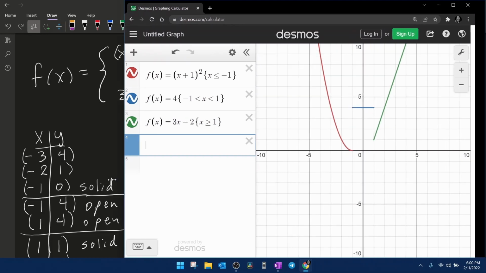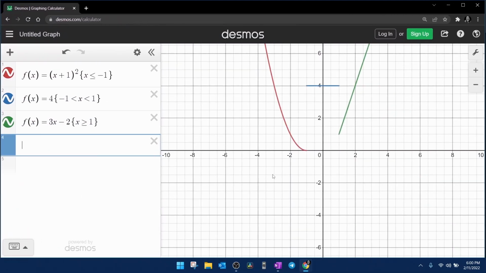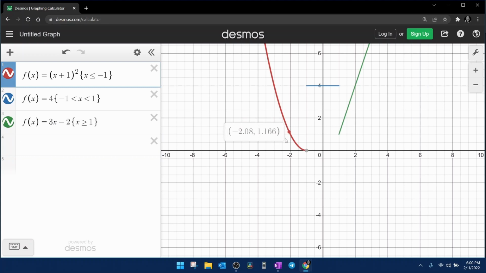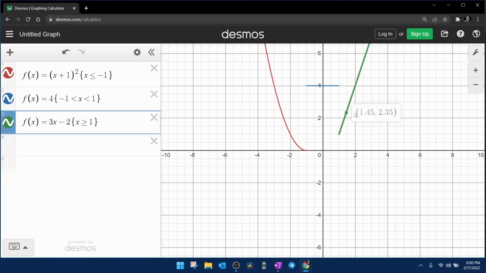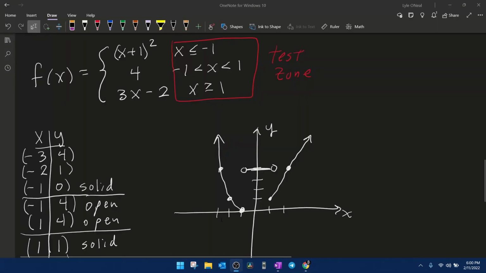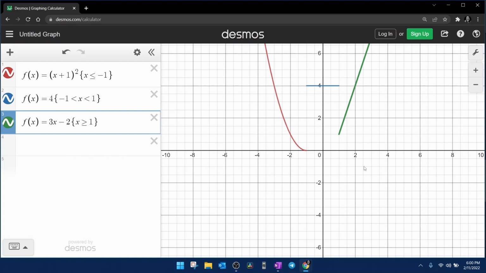So what I'd like to do is let's blow that up a bit. Click and drag. We can see we've got our solid dot. Open circles on either end there. And solid dot up. Notice this graph matches this graph exactly. And that's how you can use Desmos to check your piecewise function graphs.